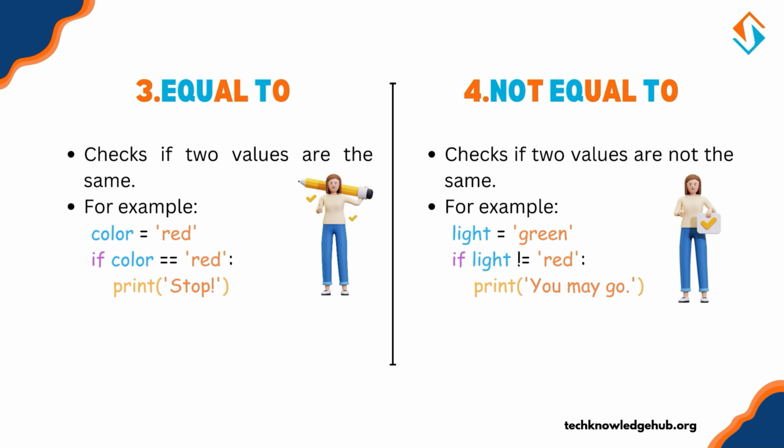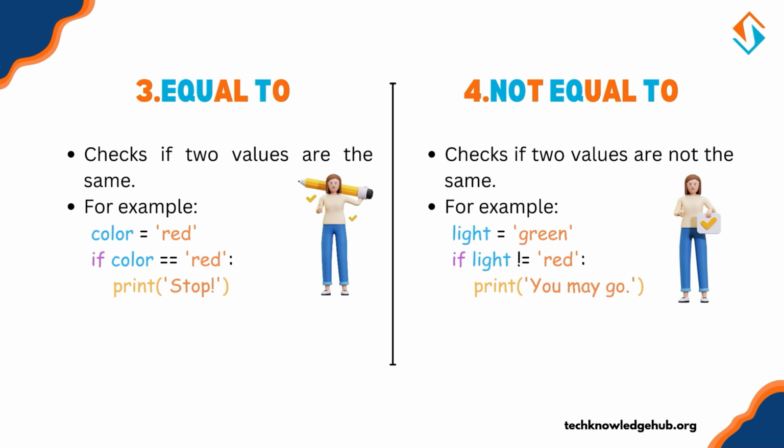Third is equal to. It checks if two values are the same. Color = "red". If color == "red", then print "Stop". Fourth is not equal to. It checks if two values are not the same. Light = "green". If light != "red", then print "You may go".